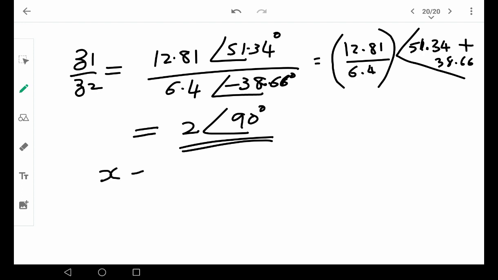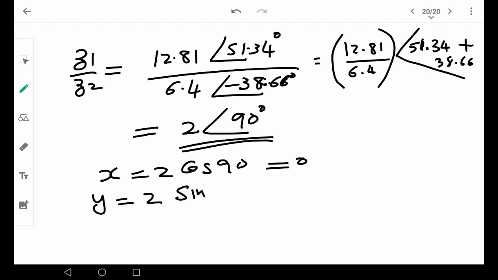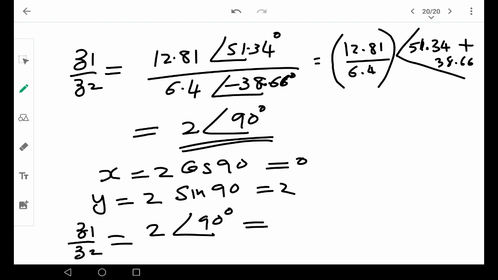Now we can convert it into the rectangular form. x equal to 2 cos 90 equal to 0. y equal to 2 sin 90 equal to 2. So you can write z1 by z2 equal to 2 angle 90 equal to 0 plus j2. That's how you will do the division.